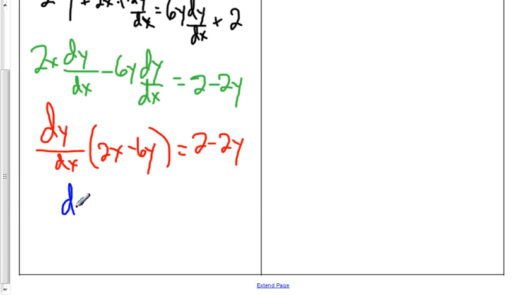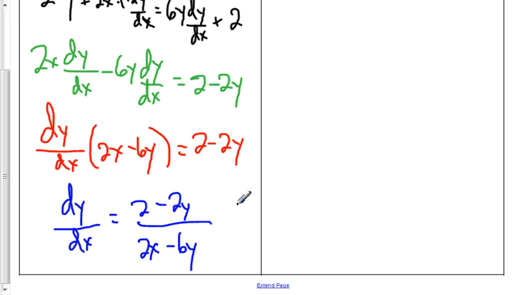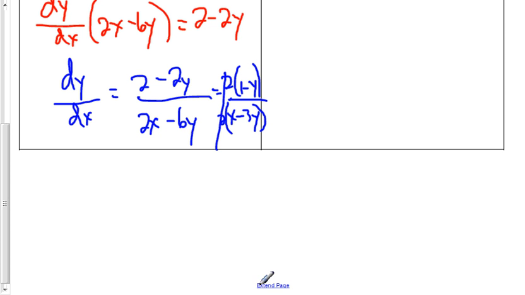And now undo multiplication by division. We're going to be able to factor some; I'll write it out the long way. First, we can take a 2 out of everything, 2x minus 6y. So now let's factor out 2. I get 1 minus y all over x minus 3y. Oops, sorry, I forgot the 2 there. And we can cancel out those 2's. So dy/dx equals 1 minus y all over x minus 3y.